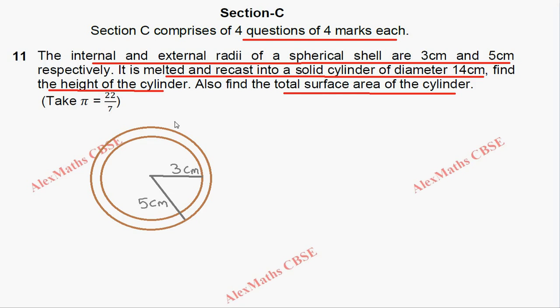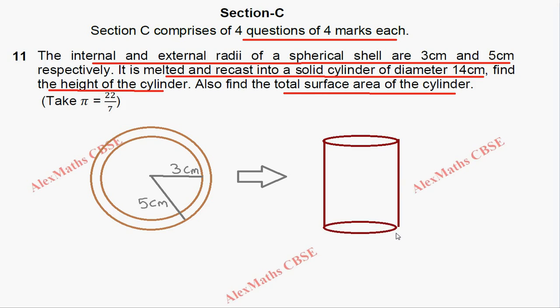When this is melted and recast into a cylinder, this entire volume is converted into the cylinder. Let's draw the cylinder here. So we completed the cylinder and they have given the diameter of the cylinder as 14. It means radius is 7. So let's take the radius here, which is 7 cm. And this is our height, let's take it as h. First we have to find the height, then the total surface area of the cylinder.